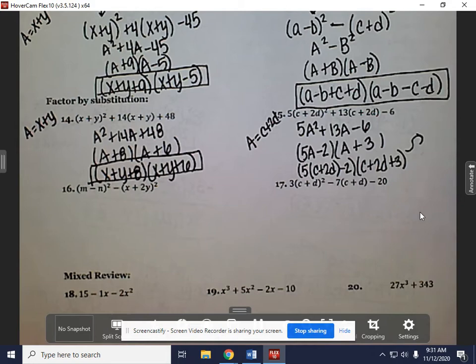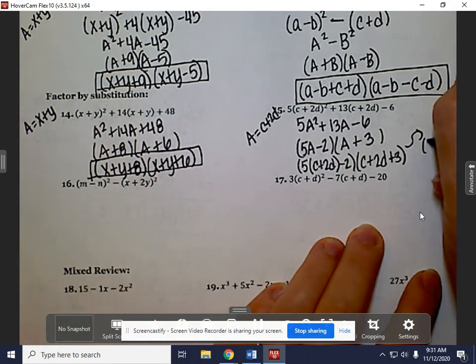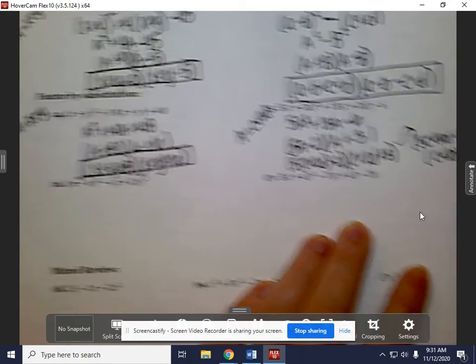I am just going to do a little simplifying here, like I'm going to distribute into that. So my final answer would be 5c plus 10d minus 2, and I'm going to have to write my other one down there because I ran out of room. Oops, sorry.